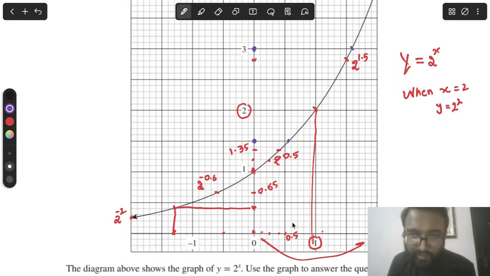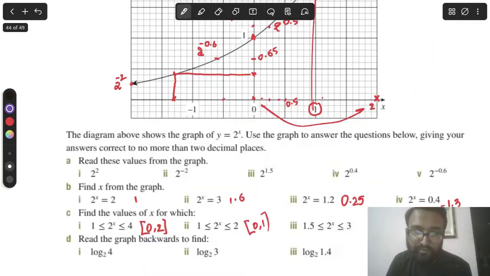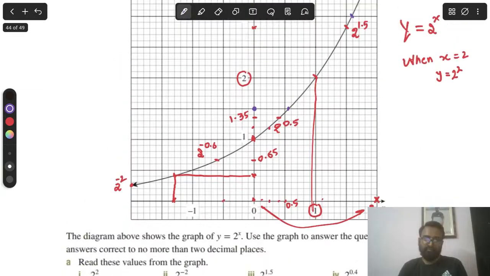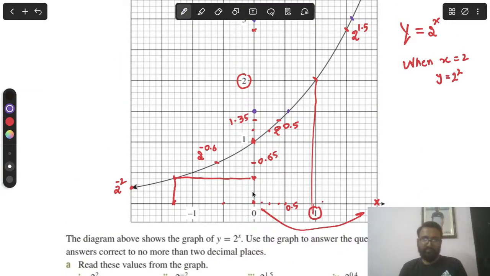Very good. x is 0.55 to 1.6. Okay. Where is 0.5 to 2? This is 0.5. 0.5 is this. Okay. 2. This. So what are the x values?